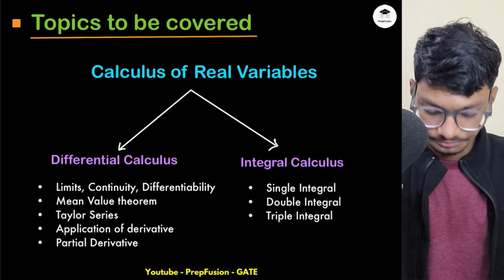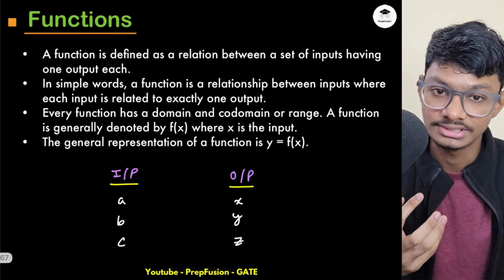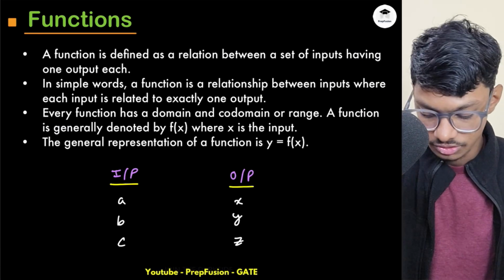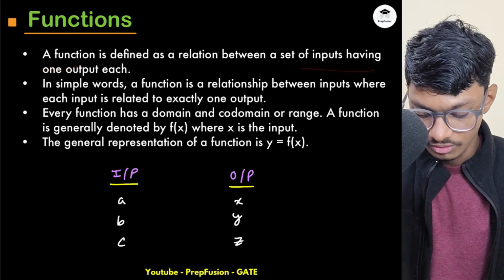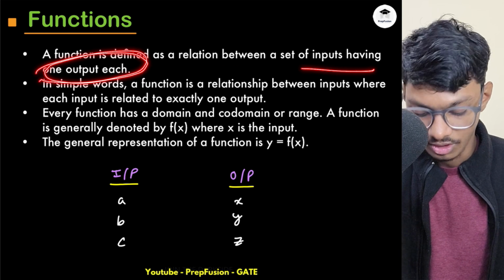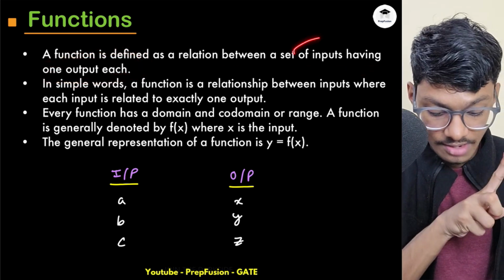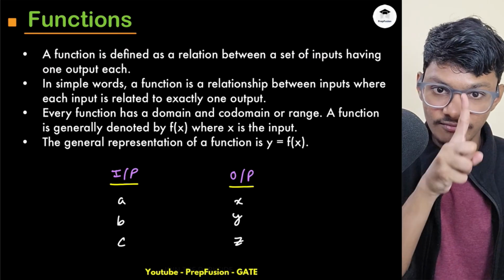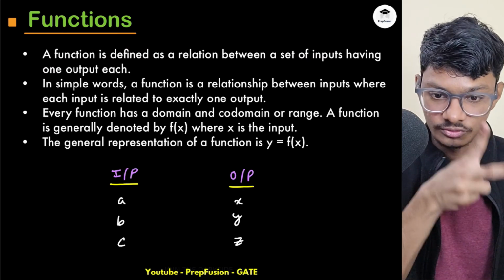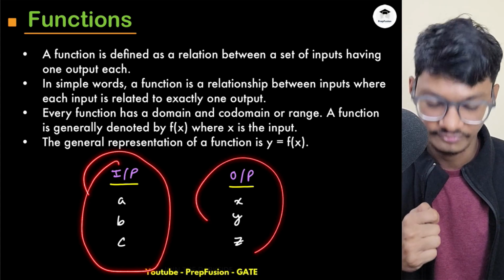Okay, so yeah, let's first understand what a function is, right? A function is defined as a relation between a set of inputs having one output each. So an input must have at least one output. It cannot have two outputs. An input can have one output, cannot have two outputs. What do you mean by this? Here I have input, right, and here I have output.